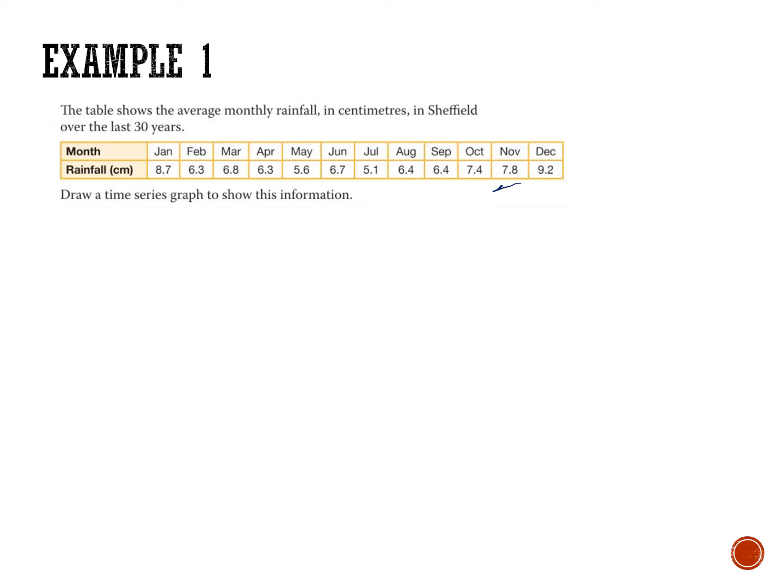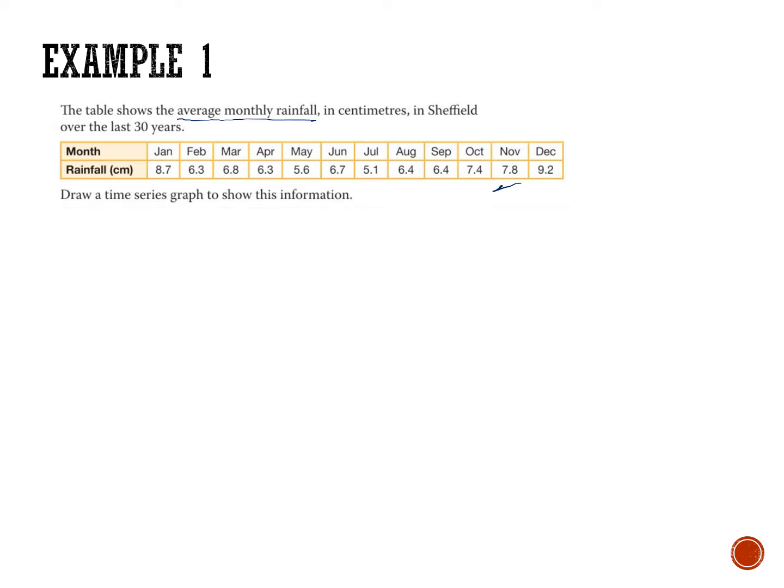And let's just have a look at the data. This is data that's collected over a whole year on a month-by-month basis. It's average monthly rainfall in Sheffield over that period. It says over the last 30 years, so they would have collected data for January over the 30 years and then averaged it. Rainfall is in centimetres.